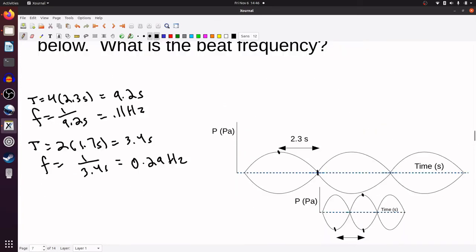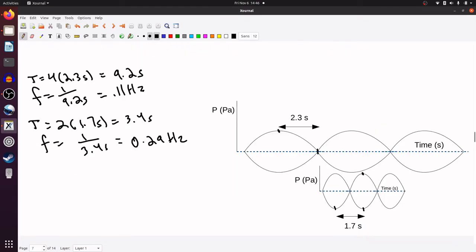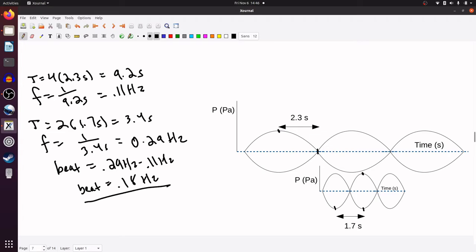Now, to figure out the beat frequency, you just take the difference between the two. So your beat is going to be 0.29 minus your 0.11 hertz. And so that's going to be what? 0.18? Sounds good to me. So your beat is the difference, and that's going to be your 0.18 hertz. So when I ask you to find the beat frequency, you just find the difference between the two frequencies. And once again, we're assuming these two frequencies are added together.